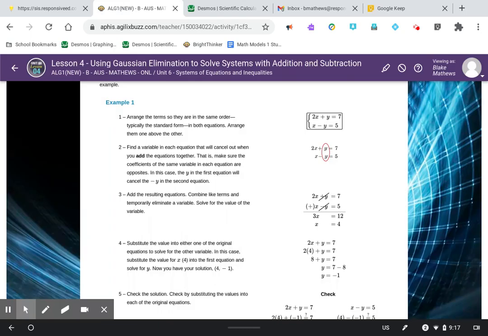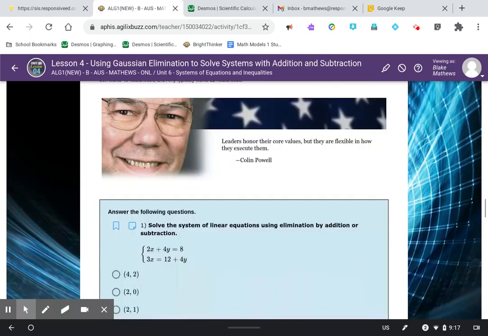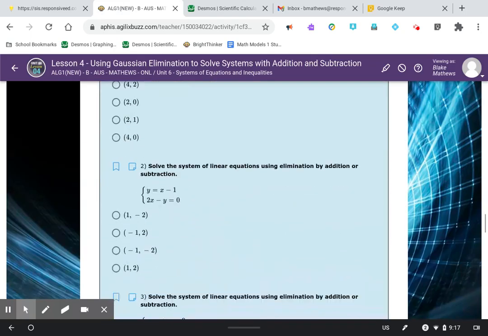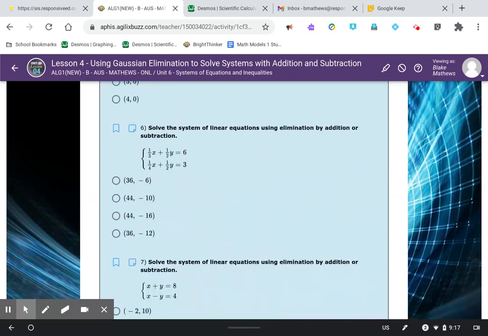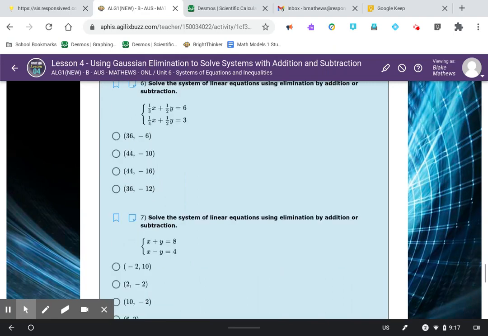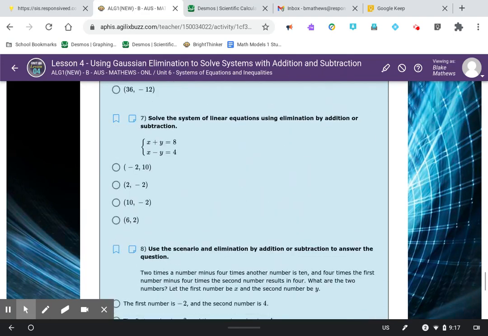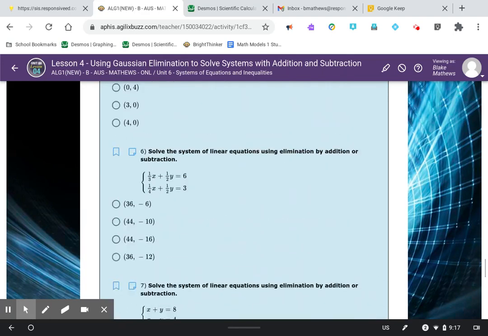So I've tried to do examples like the ones that are in the unit. So number 1, 2, 3, 4, 5. Number 6, we're going to let that one go. So I'm going to go ahead and give you the answer for number 6 because we're not going to be responsible for those. Let's go ahead and do this real quick.